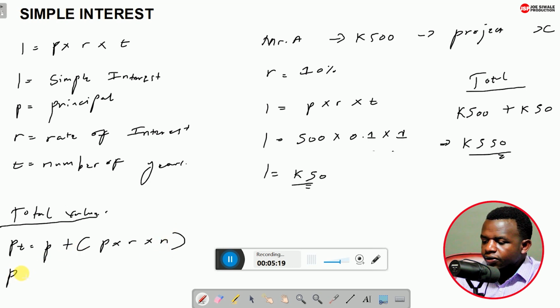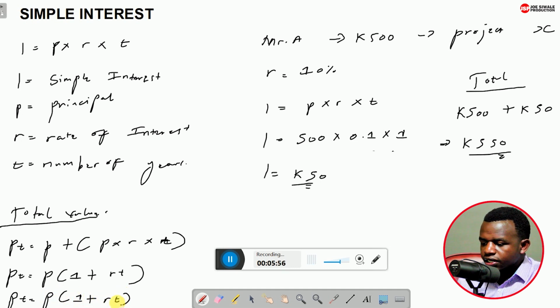So we can say our PT is equal to, we can find the common variable, which is P. So we're going to have P, open bracket, 1 plus P into P multiplied by R multiplied by T, which is the number of years. We're going to have RT. So the total value of the investment, we can say, is P open bracket 1 plus RT.